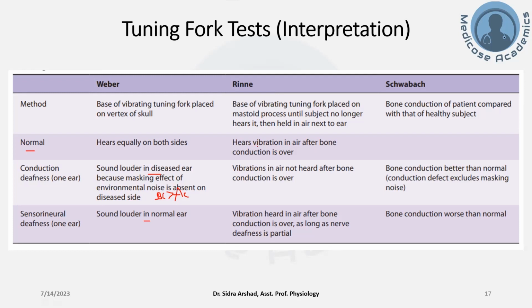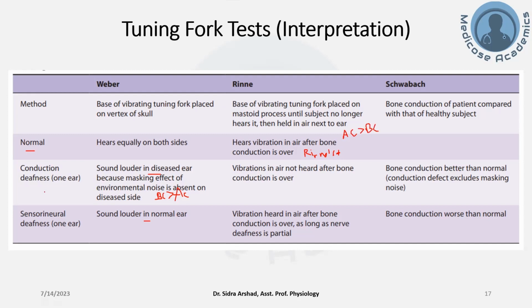That is, the person hears the vibration in air even after bone conduction is over. This means that there is no hearing loss. This finding is known paradoxically as Rinne's positive. So Rinne's positive test is actually normal, in which air conduction is better than bone conduction.